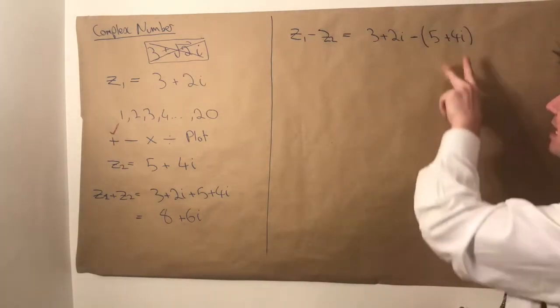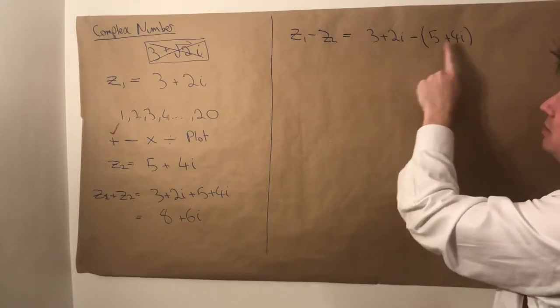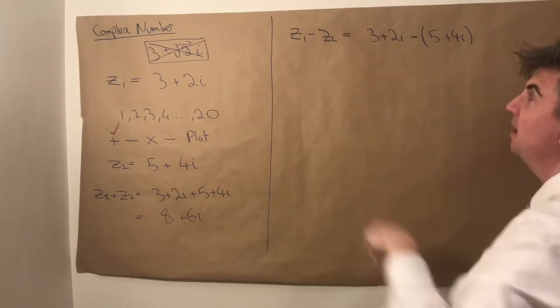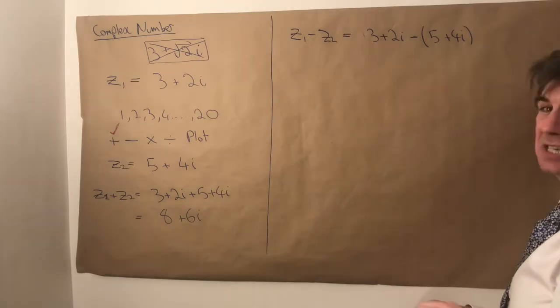Okay, so I'm taking this complex number away from this complex number. That complex number is Z2, and that complex number is Z1. I could put him in brackets if I wanted to. There's no real need, so I won't. Ink is very, very expensive.